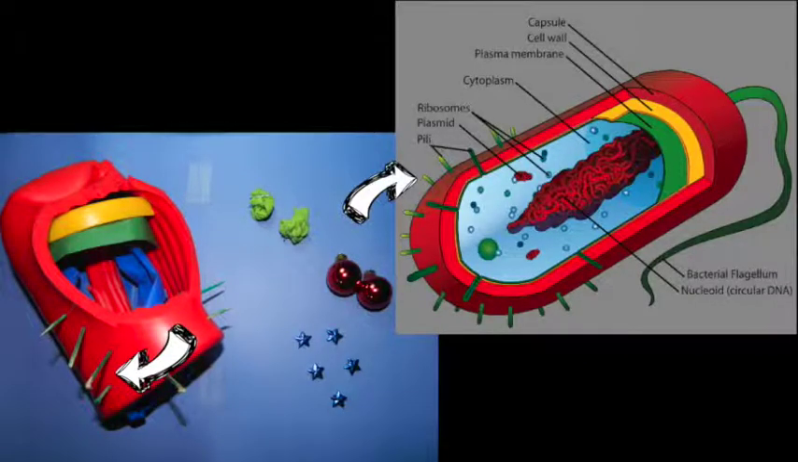Pili are short, fine, hair-like appendages that are thinner than flagella. They allow cells to attach to surfaces and other cells, forming biofilms.